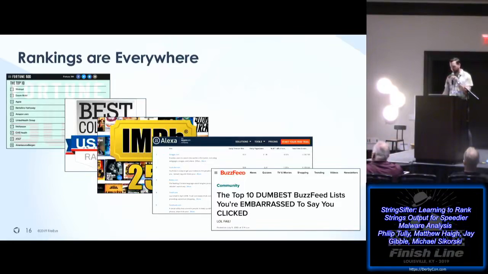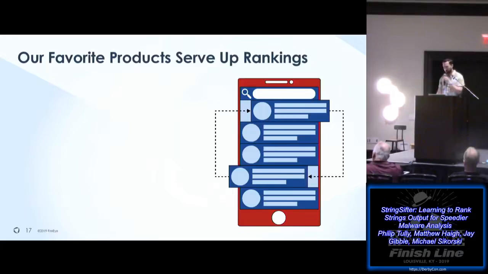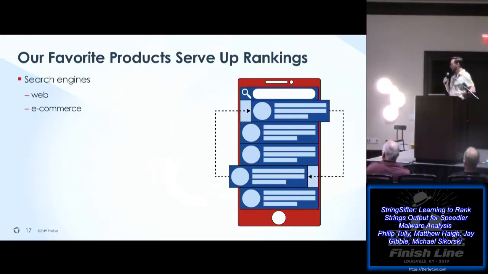Ranks are fundamental, and they're interesting because they tell us something about how things are related to each other in an ordered fashion. Not only that, but our favorite products serve up rankings, potentially unbeknownst to us. So every time you type a query into a search engine, that search engine is going to stack rank a list of websites for you. That's going to be based on things like your previous click history, users that are similar to you, what they've clicked before as well, what you've clicked in the past, etc. And this is what keeps you going back to these search engines.